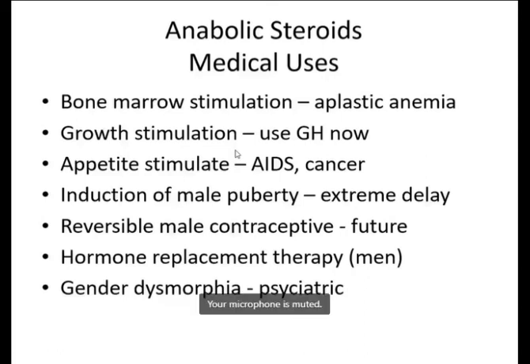If there is gender dysmorphia, they can have psychiatric problems. Sometimes we can use that. This is a psychiatric use. So this is the medical use of anabolic steroids.